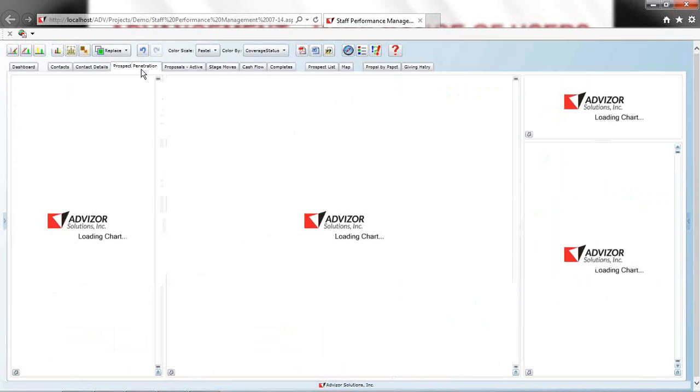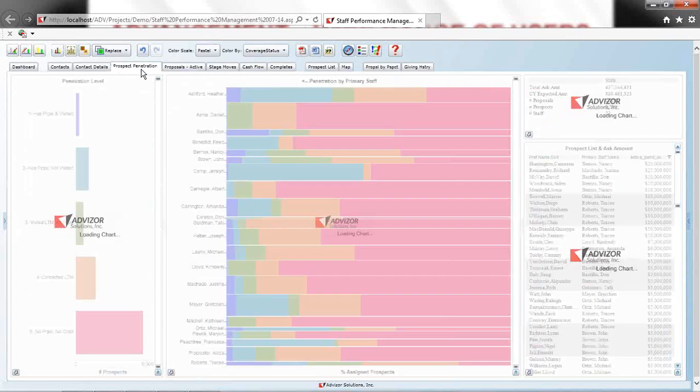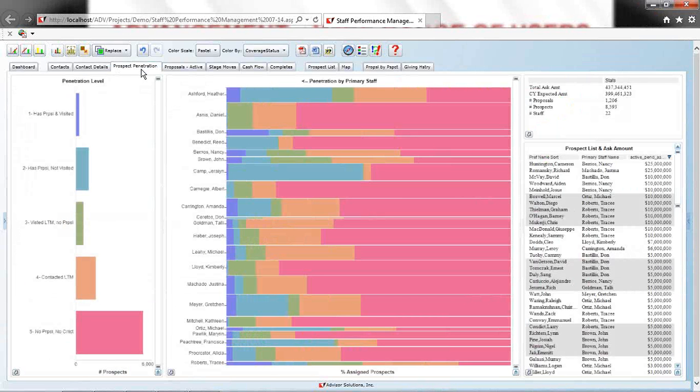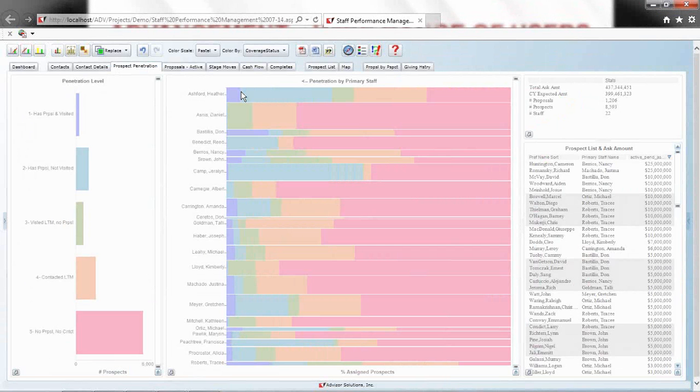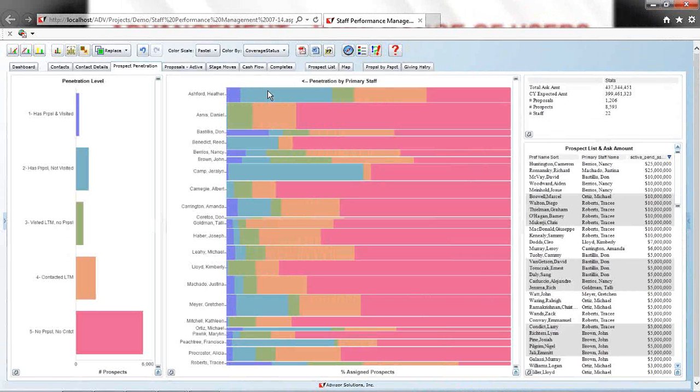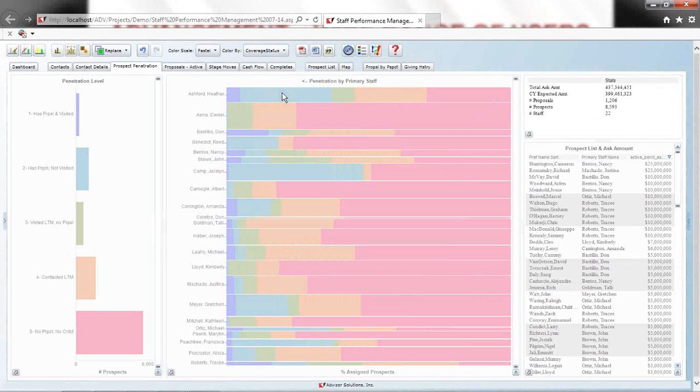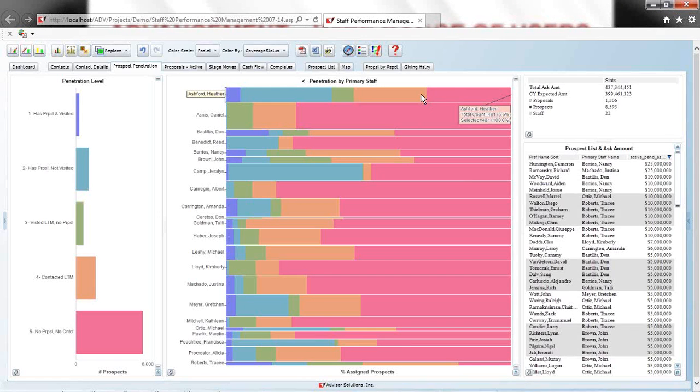Taking this a bit further, what we really like, instead of looking at the visits, is the concept of prospect penetration. Over here, these are rows, and this one is Heather Ashford. The width is how many prospects she has, and then it's colored by these different penetration levels. She's got 481, so she's got a lot. And there's a lot of red here. The red is, in the last 12 months, there's been no proposal and no contact whatsoever. So these people are basically untouched.